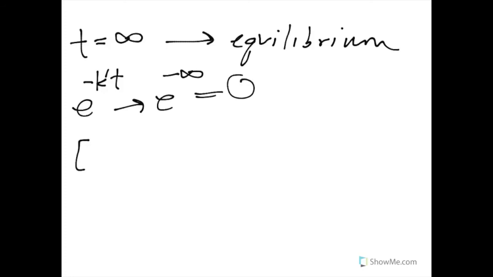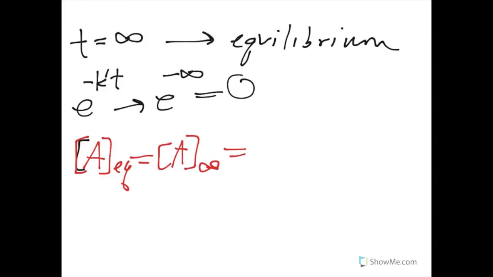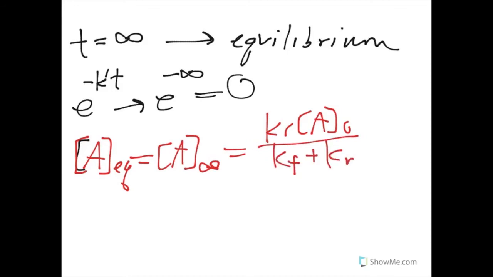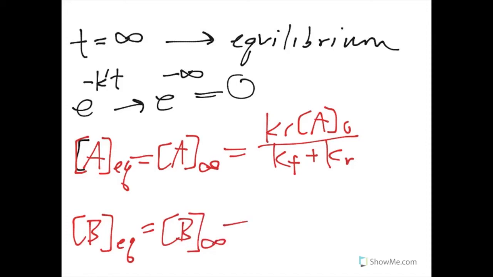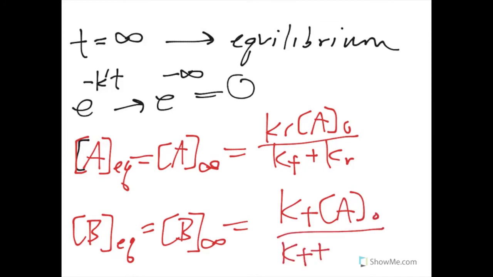So, looking back, A at equilibrium will equal A at infinity, right? And that's going to be Kr A naught over Kf plus Kr. And the equilibrium concentration of B at long time will equal Kf times A naught over Kf plus Kr.